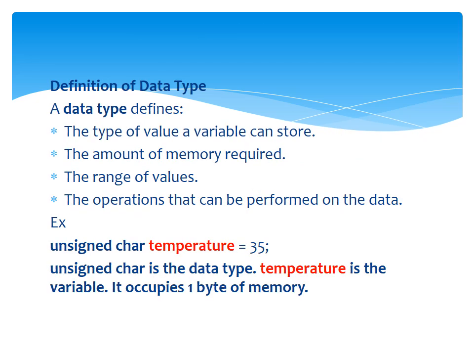And what is a data type? The data type defines the type of value a variable can store, the amount of memory required, the range of values, and the operations that can be performed on the data. You can see as an example what I've given: unsigned char temperature = 35. From here you can understand that unsigned char is a data type and temperature is a variable. And since we have given it char, it occupies only 1 byte of memory.